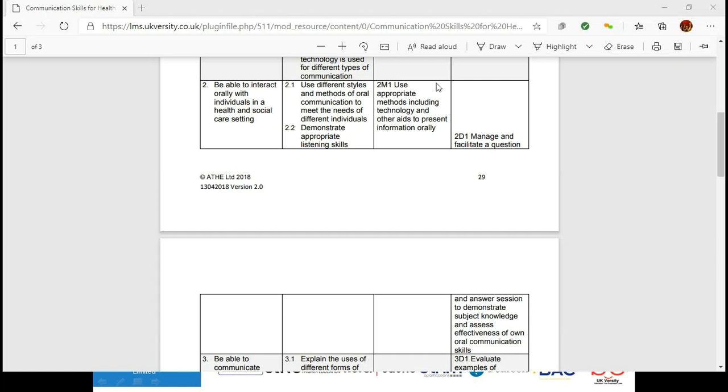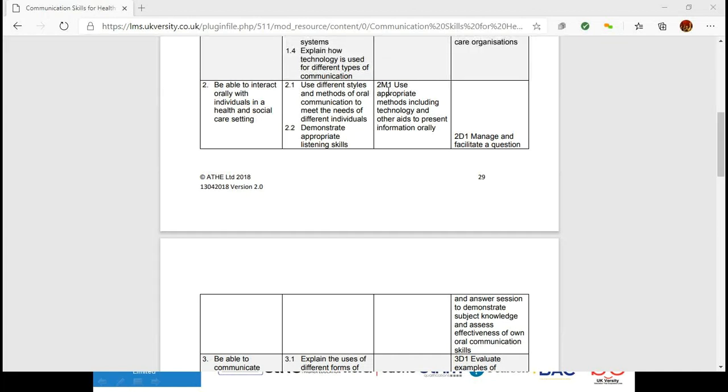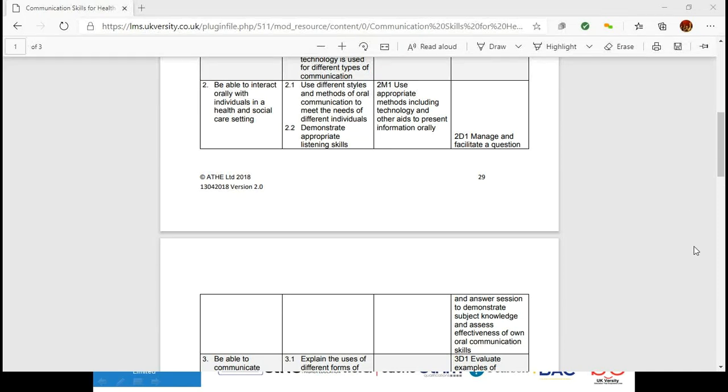Because when we get to the assignment, learning outcome 1 is going to be in a PowerPoint format. 2M1 and 2D1 will actually get covered with that, because what you will be doing is you'll be using a PowerPoint to present information. So that covers 2M1, you're using an appropriate method. And then after that happens, you can actually manage and facilitate. So you can manage a question and answer session within one of our sessions to cover that as well. But I'll explain further when we get onto assignment day for that.